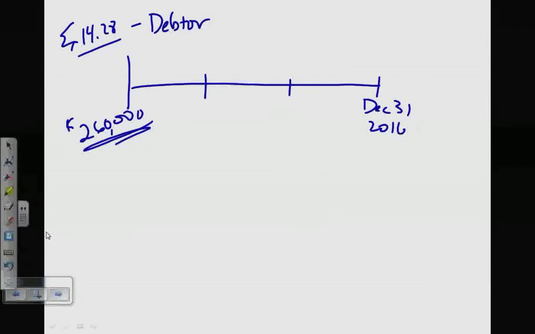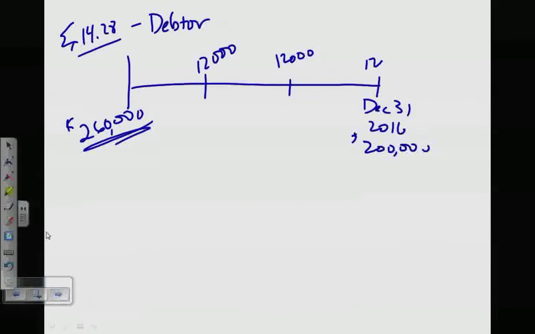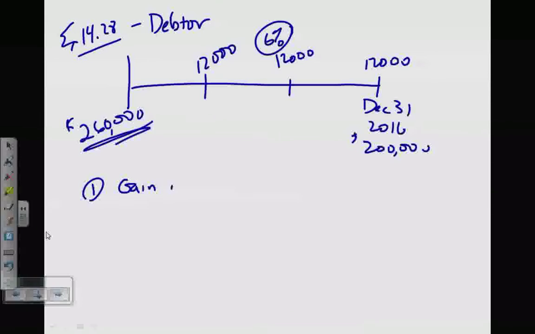All right. And reduce the interest rate to 6%. So they're still going to have to pay back the $200,000, but now it's going to be $12,000, $12,000, $12,000, 6% being the new stated rate. And so from the debtor's side, the question is, is this a gain or no gain situation?